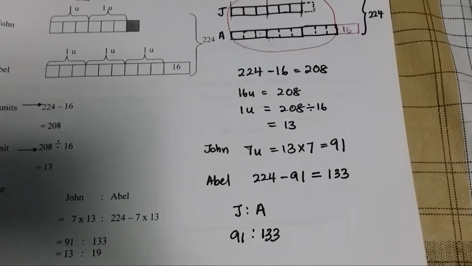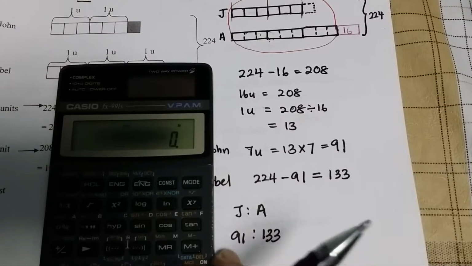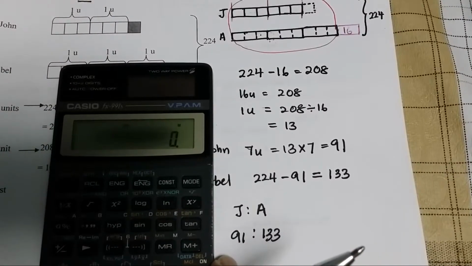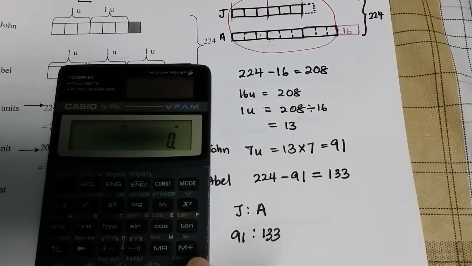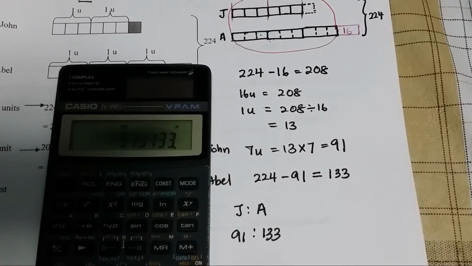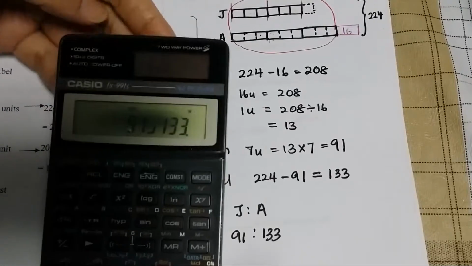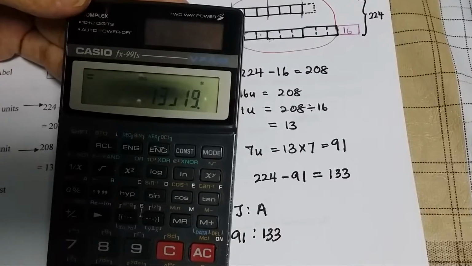Oops, I'm so sorry. If you can use a calculator, mine is a bit different from yours, but basically it works the same. You can use the fraction mode on your calculator. Mine will be something like 91 over 133. Once I have typed in this, the moment I press equal, you see, it will be reduced to simplest form for you.